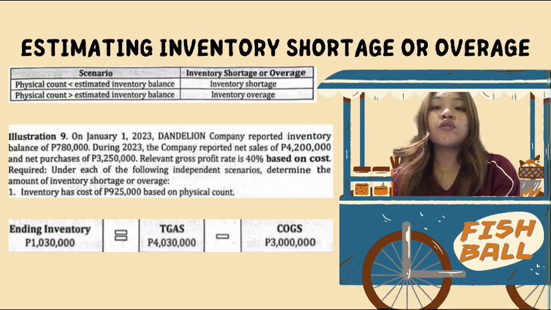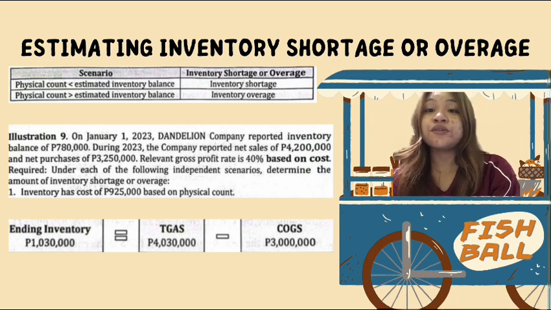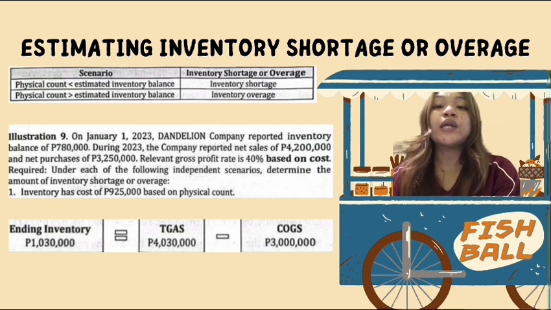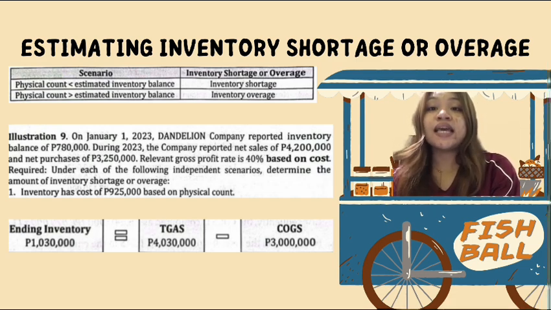So first, let us answer using the general or basic formula. For the COGS, we use the net sales, which is 4,200,000, divided by 1 plus the gross profit, 1 plus 40%. The result is 3 million. On the other hand, we get the total goods available for sale: the 780,000 inventory balance plus the 3,250,000 net purchases. Adding the two gives 4,030,000.